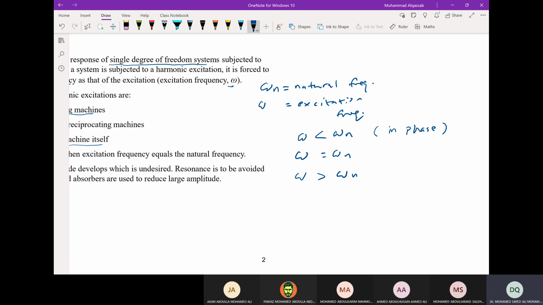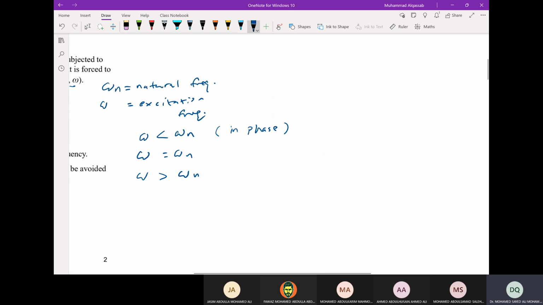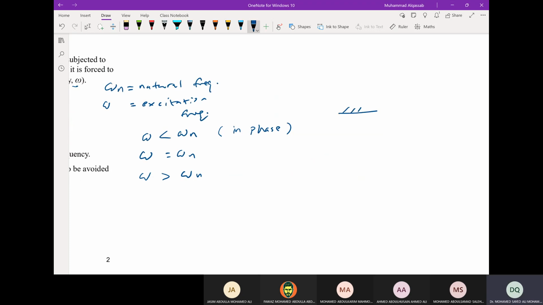For omega less than omega n, you can imagine a spring mass system as an example, and there is a force equal to F naught sine omega t. Accordingly, there will be x. According to the applied force, there will be x. X is a function of time, so it will oscillate. Okay.